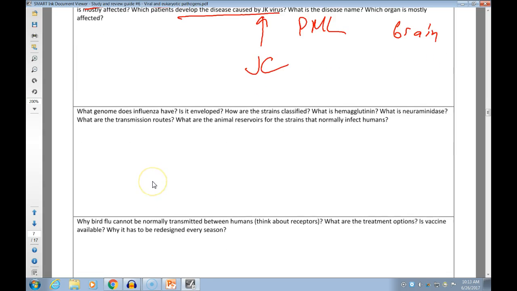Influenza: enveloped, negative-strand, segmented RNA genome. Strains are classified by hemagglutinin and neuraminidase. Hemagglutinin is used for attachment. Neuraminidase is necessary for the virus moving from one cell to another. Transmission route: respiratory. Animal reservoirs: birds and pigs.